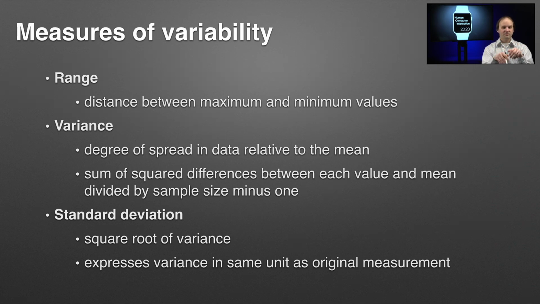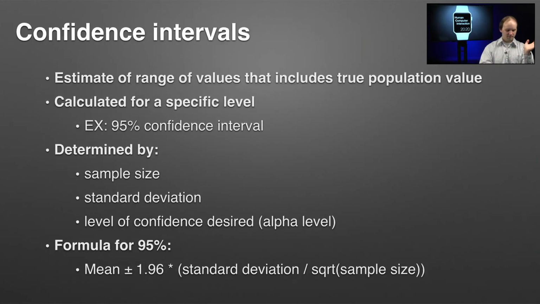So the standard deviation just puts the variance in terms of the original unit. Now that we've talked about those two different measures that we look for in a data set, we want to talk about confidence intervals. A lot of times what you want to do is estimate a range of values that would include the true population value.